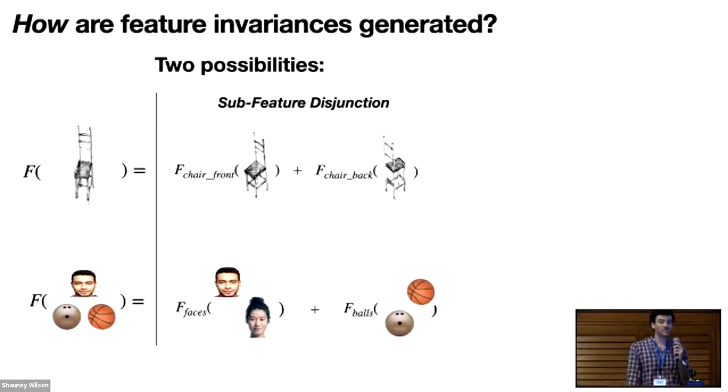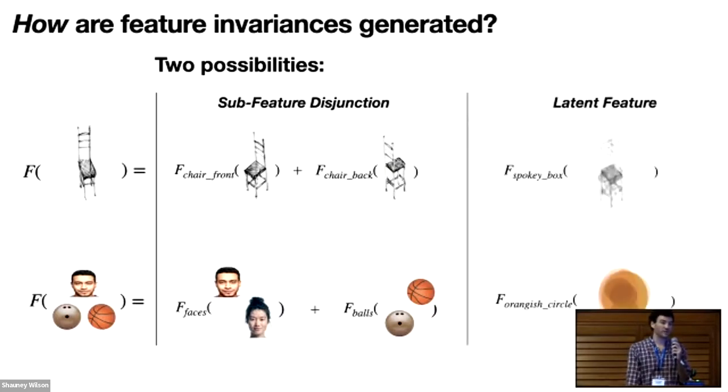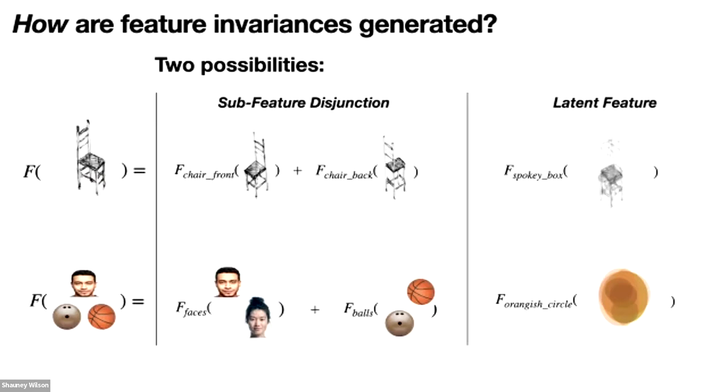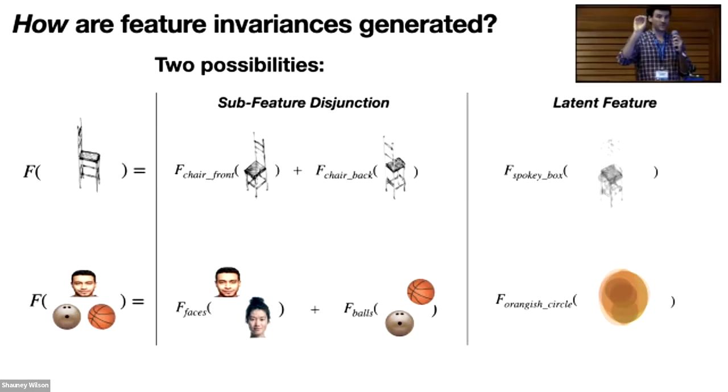Now this is in contrast to what I'll call a latent feature detector, where there's just a latent commonality across the images in the invariant structure. So remember, the invariant chair detector is really just a spokey box detector, right? And the face ball detector is really like an orangish circle detector, and you don't need distinct subfunctions.